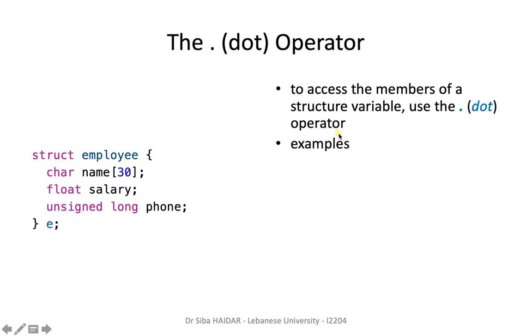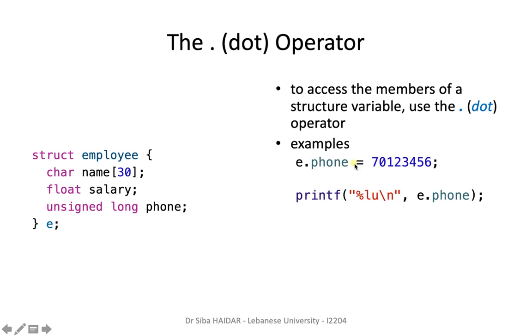How? For example, we can say e.phone, which is an unsigned long integer, and I can provide the value because, as usual, this is a variable. The phone is a variable, but it lives inside e. So in order to access it, I cannot write phone alone. I have to say the phone of who? The phone of e. So e.phone equals a certain value.